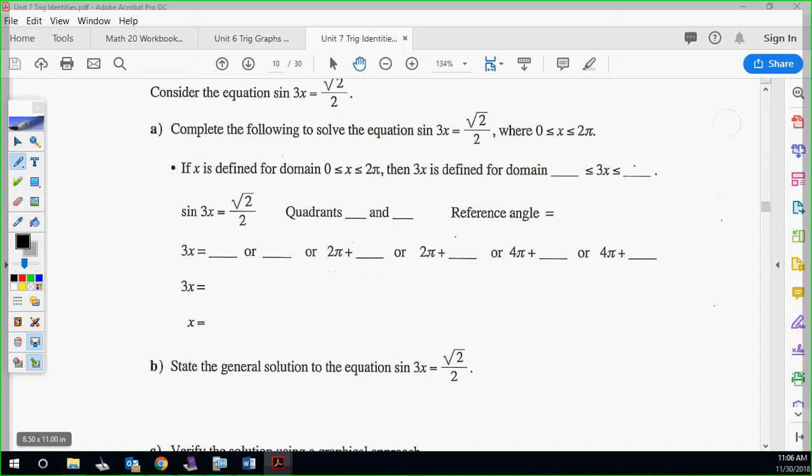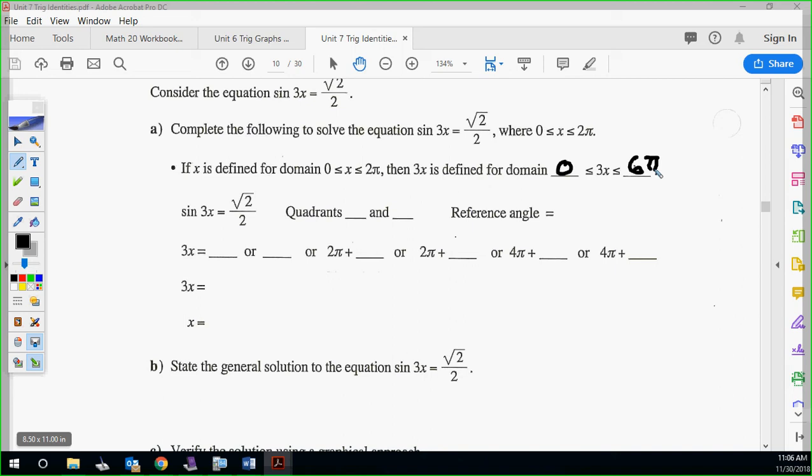So it says if x is defined for the domain of 0 to 2 pi, then 3x is defined where? So where is 3x defined? So it'd be just 3 times. Now that's because we're just talking about, let's see here, what's the best way to explain that? No, it is for the stretch, you're right. So I'm trying to figure out the best way to explain this.